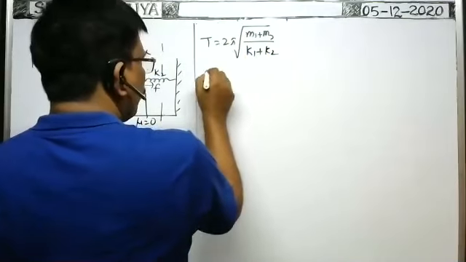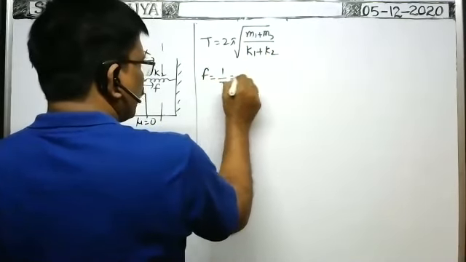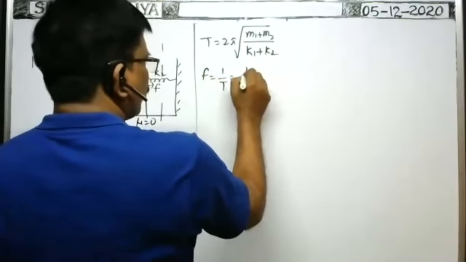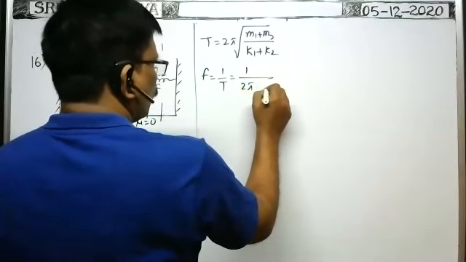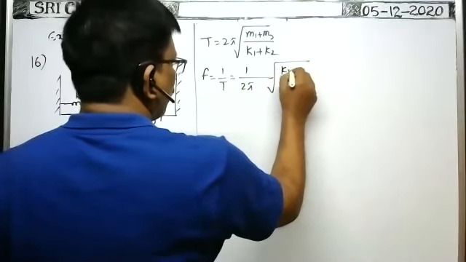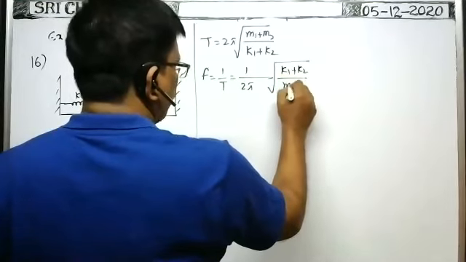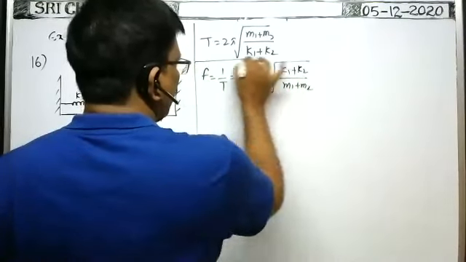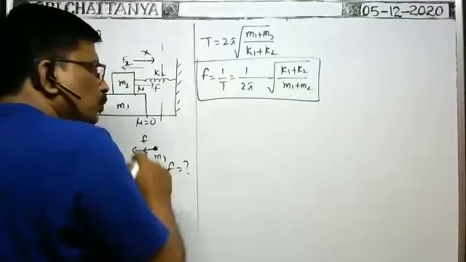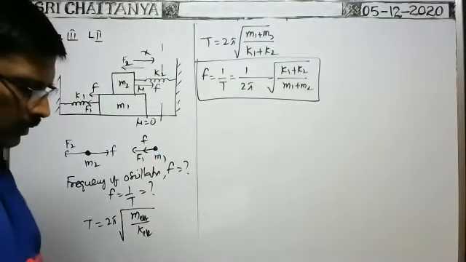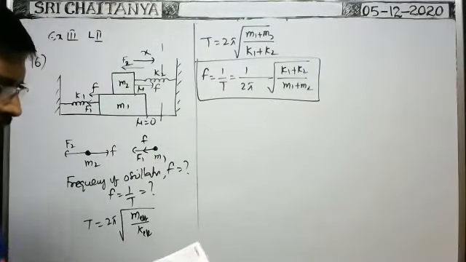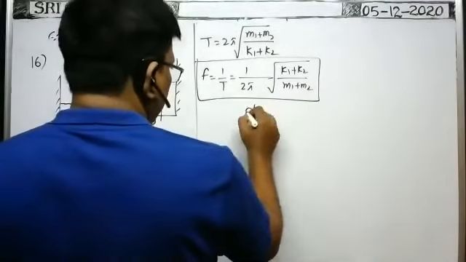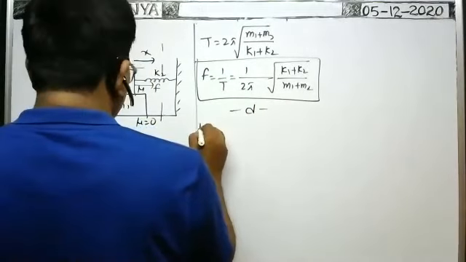This is the time period. Therefore, frequency is equal to reciprocal of time period. That is equal to 1 by 2 pi into root of K1 plus K2 by M1 plus M2. This is the frequency of oscillation of the two blocks. So option D is correct. Option D is correct. Okay, next 17th problem.